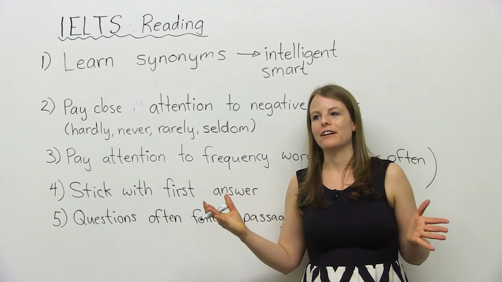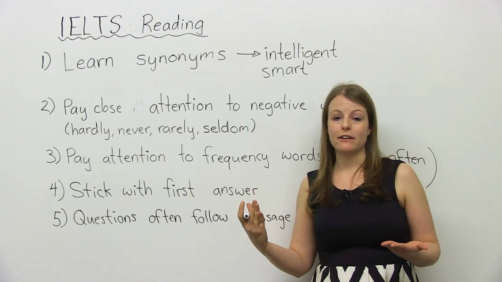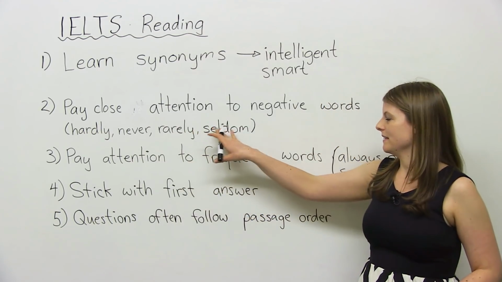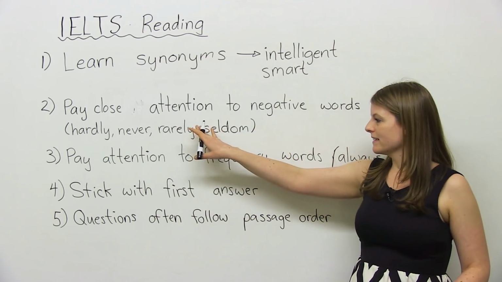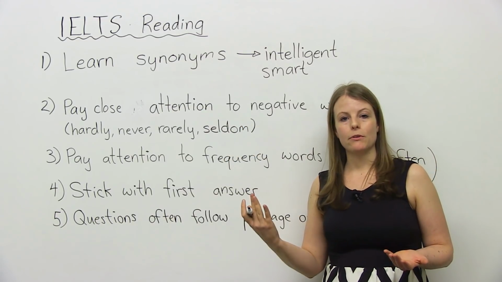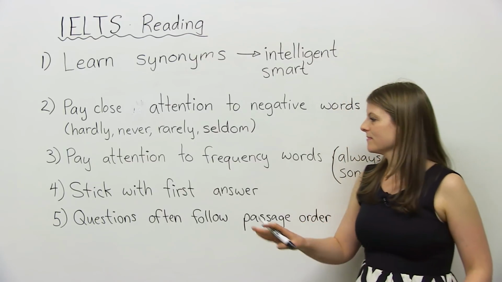Well, it's not exactly a trick, but sometimes you might put down true, but the answer is actually false because of these negative words. So key point, notice and pay attention to these types of words in both the true, false, and not given, and the yes, no, not given.